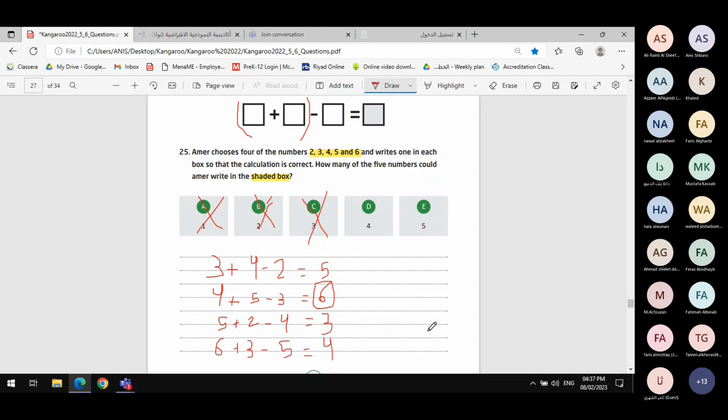Okay, what do you have now? Choices. We must remember, look at the answers: 3, 4, 5, and 6. We still have 2, so we need to find if we can put the 2 here or not. Maybe 2 plus 4 minus 5. We will not use it because we need it here.